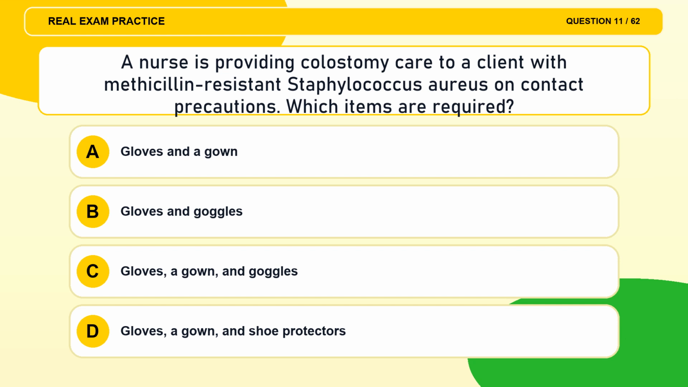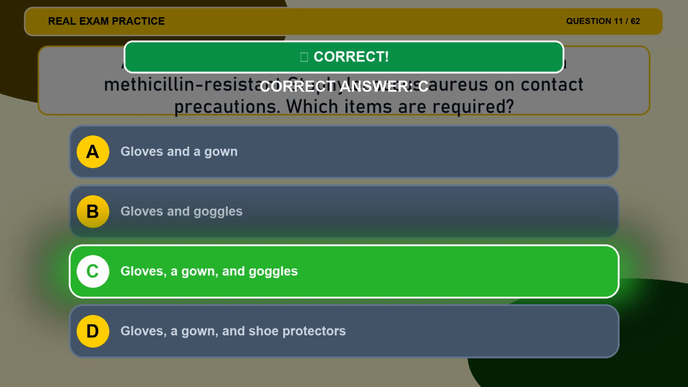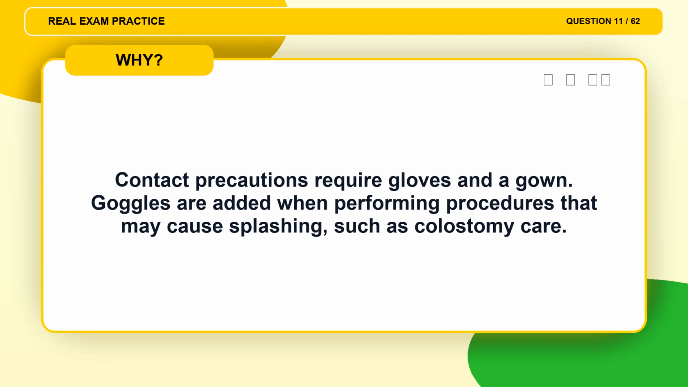Question 11. A nurse is providing colostomy care to a client with methicillin-resistant Staphylococcus aureus on contact precautions. Which items are required? Option A, gloves and a gown. Option B, gloves and goggles. Option C, gloves, a gown, and goggles. Option D, gloves, a gown, and shoe protectors. The correct answer is option C, gloves, a gown, and goggles. Contact precautions require gloves and a gown. Goggles are added when performing procedures that may cause splashing, such as colostomy care.